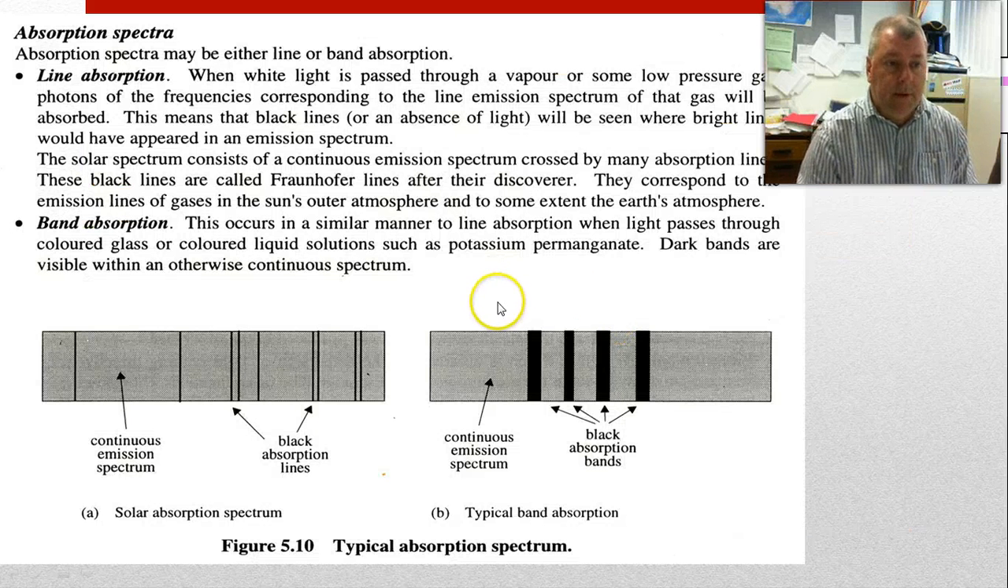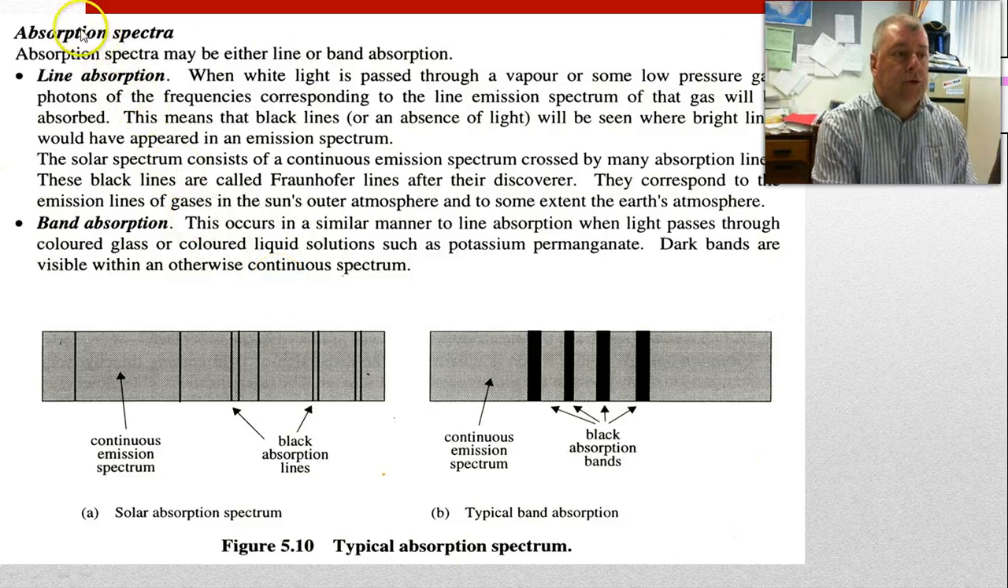Let's just quickly recap a little bit about what we learnt in the last video, and the main thing that we need to know is absorption spectrum, and a line absorption spectrum is when white light passes through a vapor or a low pressure gas. The photons of the frequencies corresponding to the line emission spectrum of that gas will be absorbed. So you get characteristic lines depending on the elements that are absorbing the photons. And that's what we're trying to show here.